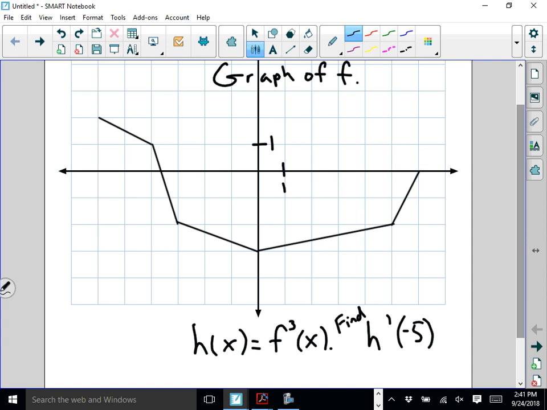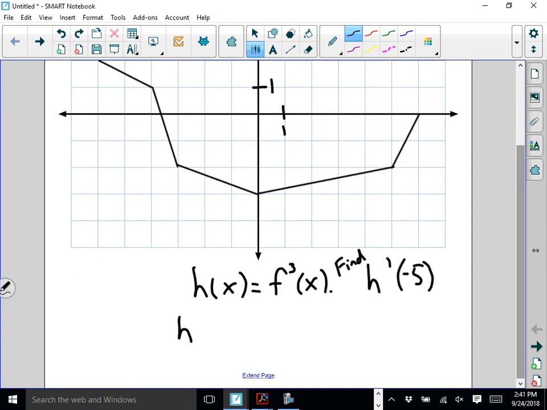So to do this, I want to think about what this really means. What does this f cubed x? That notation means the whole quantity f of x cubed. Notice that is not doing the derivative. That is simply rewriting h of x to be in a more derivative-friendly form. So I didn't call that h prime, I called it h. Now I want to do h prime of x.